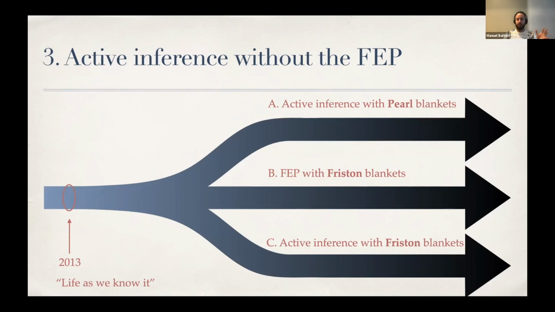So we could do all of our cool active inference models without actually having to explain the origins of agency, minds, and life. And I think this is a viable option.